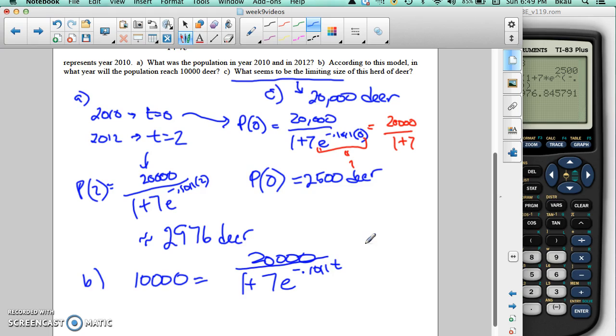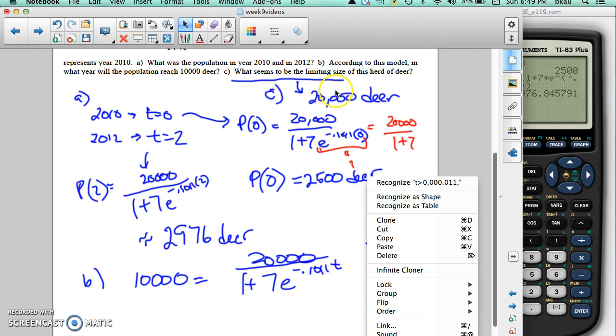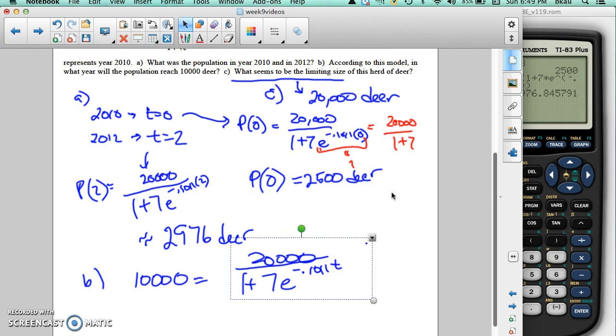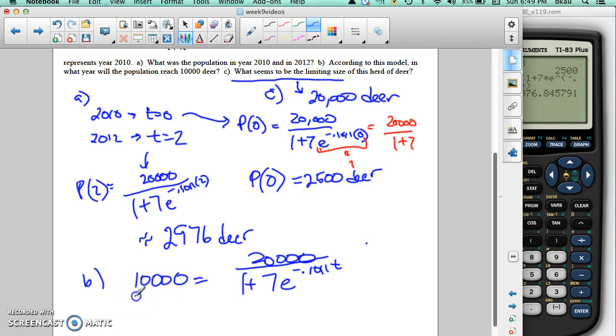Okay, so we put in 100,000. First thing we need to do is multiply by the denominator, or you could think of it as cross multiplying. If you put a denominator here of 1, we can cross multiply across.